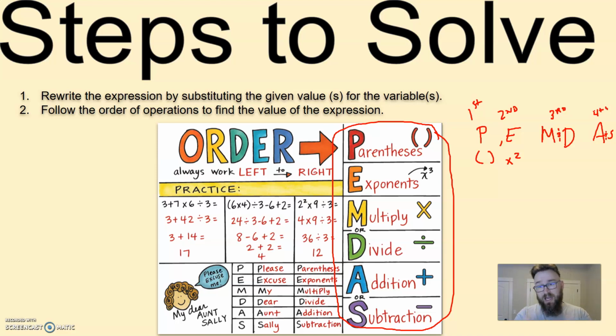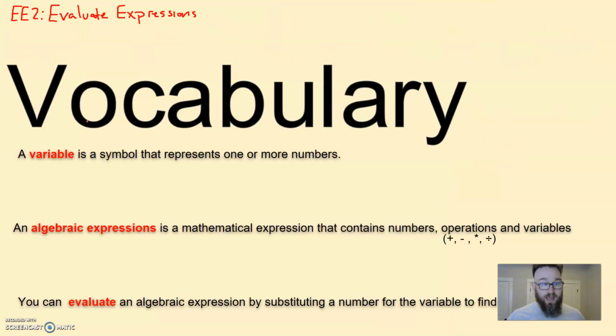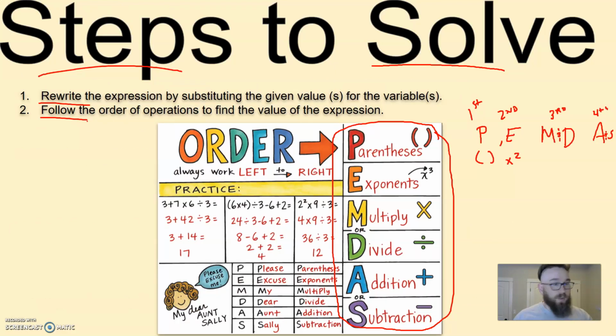And it's actually kind of in the wrong order there, but then we got to talk about the steps to solve. These are our big keys for this lesson up here, steps to solve. And that is what we talked about yesterday. First, rewrite the expression, substitute the values for the given variable, and then follow that order of operations. Okay? So we should have the title, we should have this vocab, we should have something about order of operations and those steps.